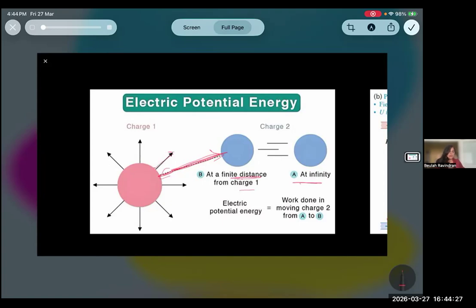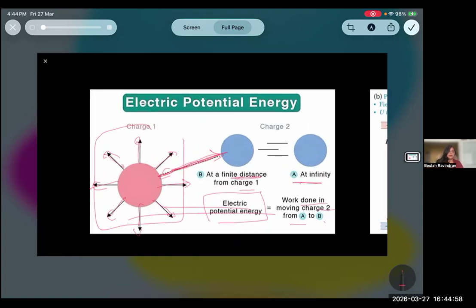The charge 1 is having an electric field here. So what is electric potential energy? We can call this electric potential energy: the energy of a charge due to its position in an external electric field. That means the charges interact with the field created by the other sources. Okay, so the work done in moving charge 2 from A to B, that is electric potential energy.